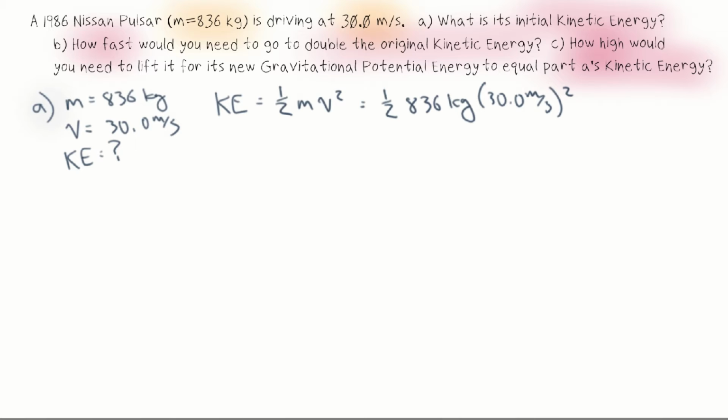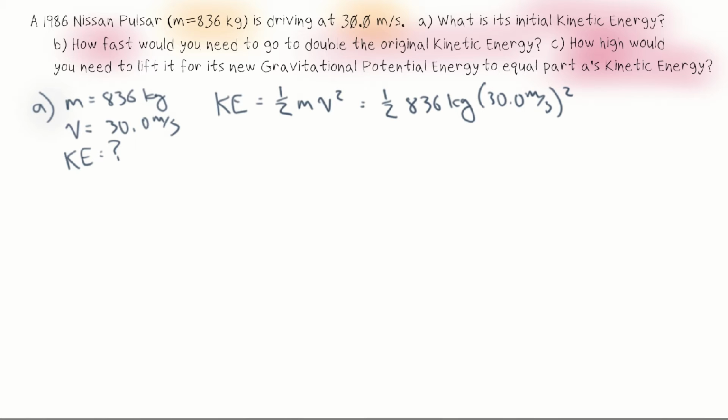Very, very common mistake in introductory physics is you write it out and then you forget to square the speed. And it's only the speed that's squared. Also, sometimes I see students take 1/2 times 836 times 30 and then square all of that together. But the way that's phrased, it's simply the speed that is squared, not the entire term.